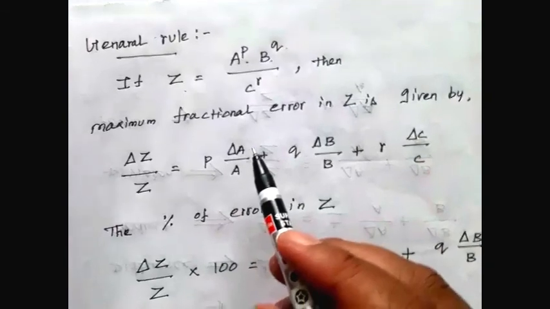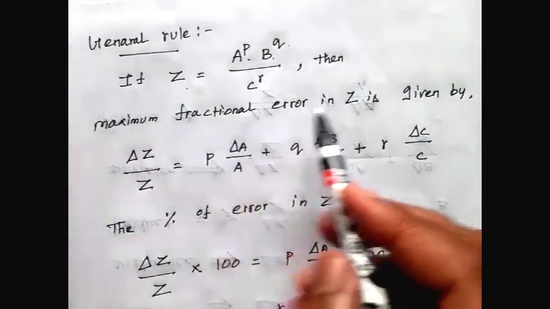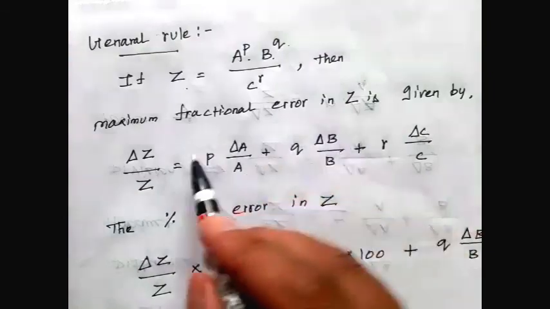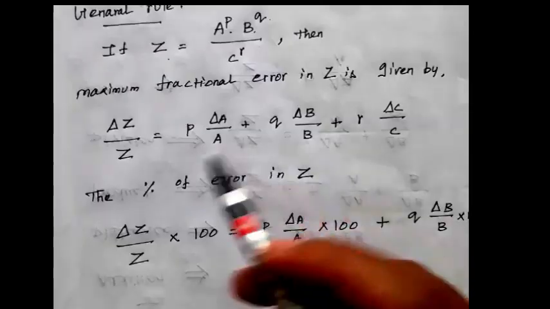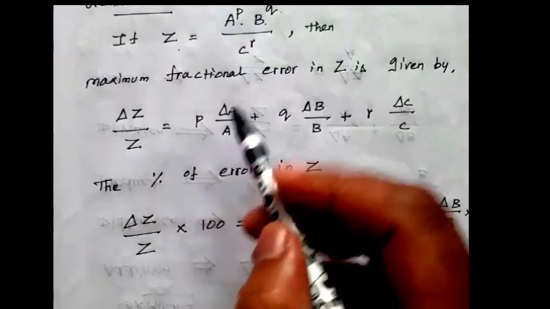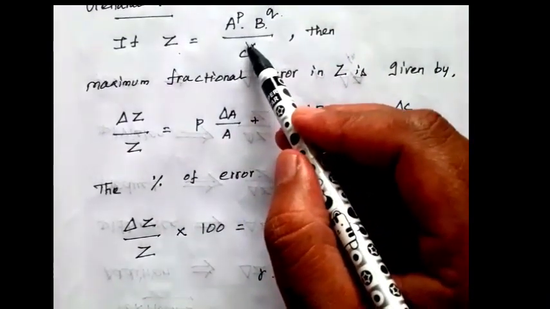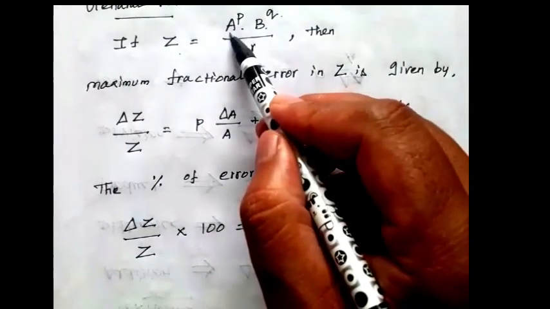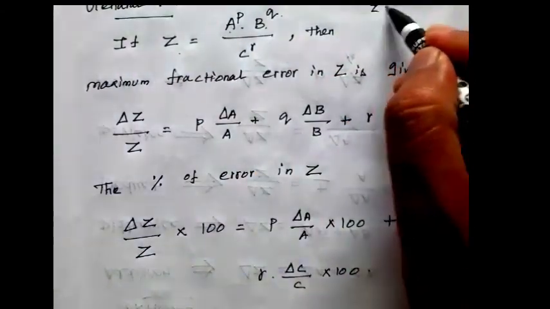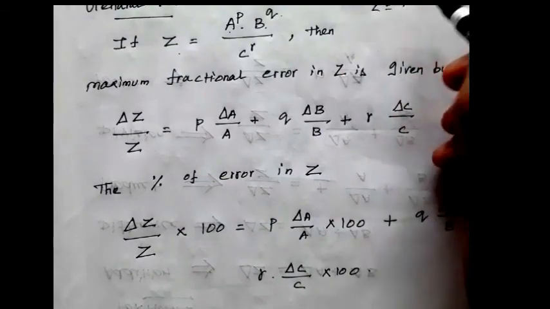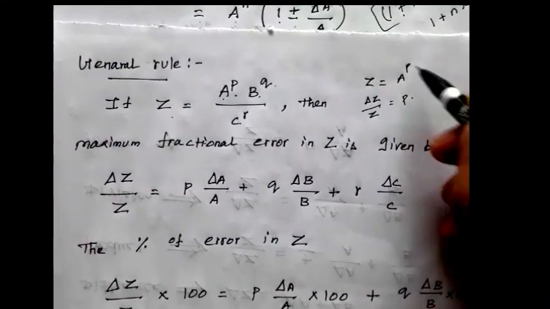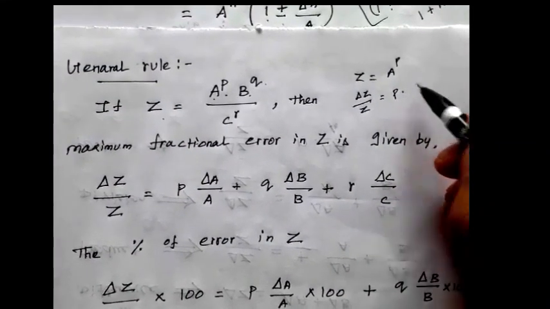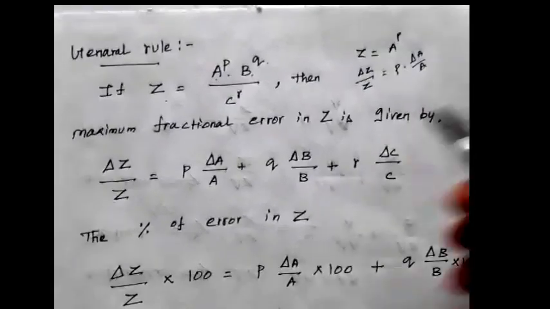The maximum fractional error in z is a very important one. The maximum fractional error in z is given by del z by z is equal to, as you already know, the error in power of a quantity. Here z is equal to a power p, so automatically del z by z is equal to p into del a by a. Bringing the power to the front, p into del a by a, that is what we write here.